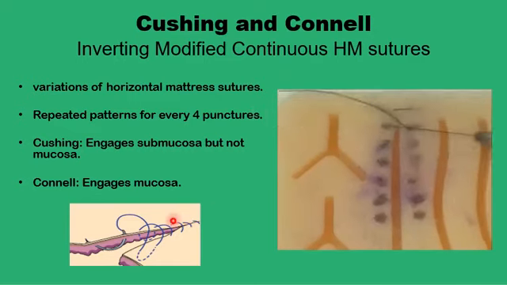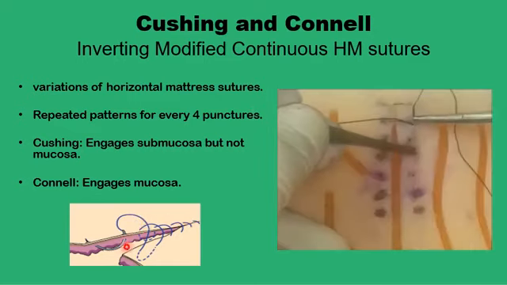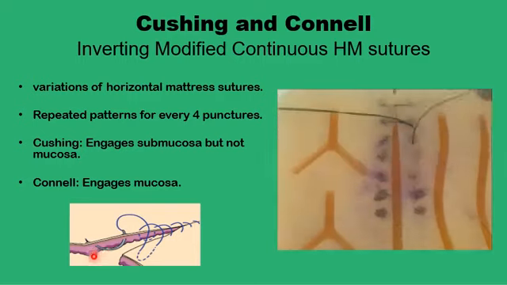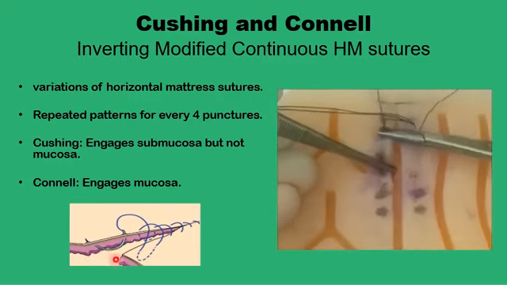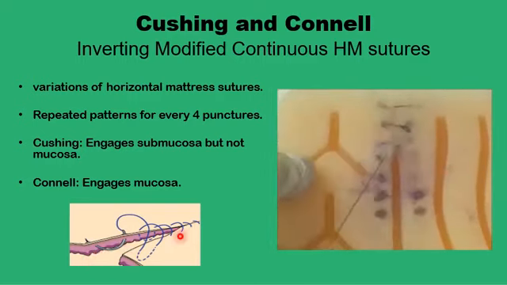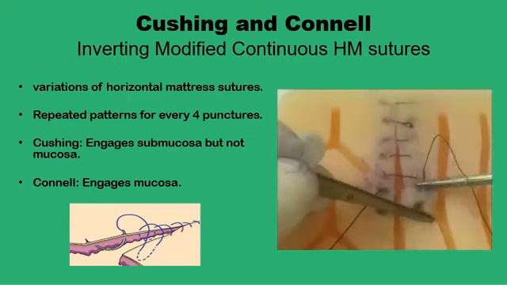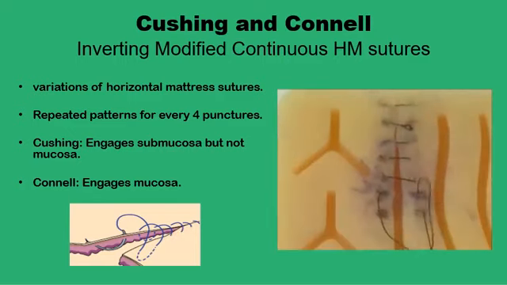The only difference is that the Cushing suture avoids passing through the mucosal layer, while the Cornell suture passes through the lumen of the viscera by penetration of the mucosa.